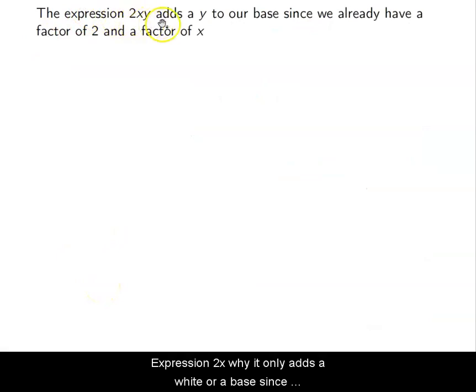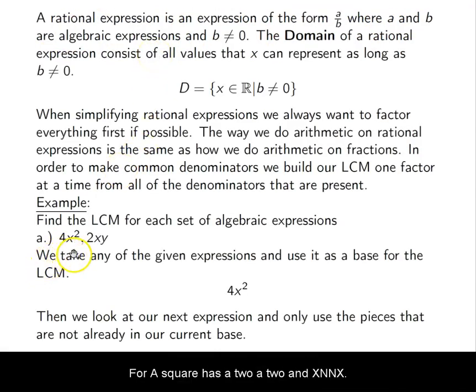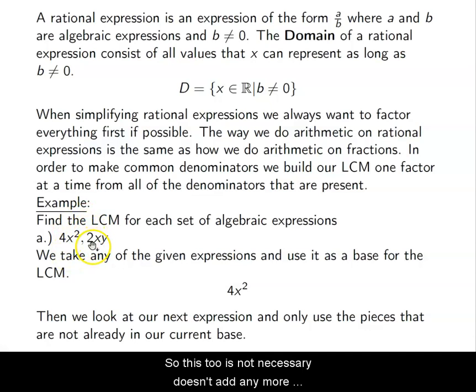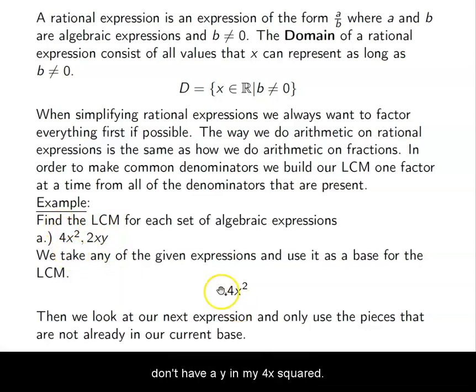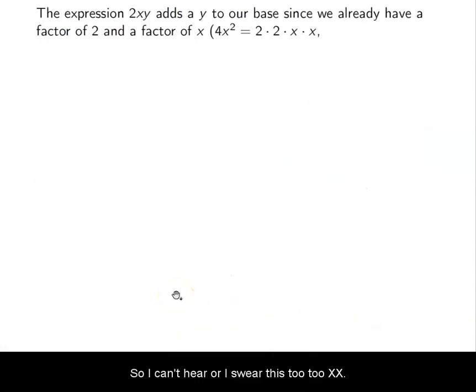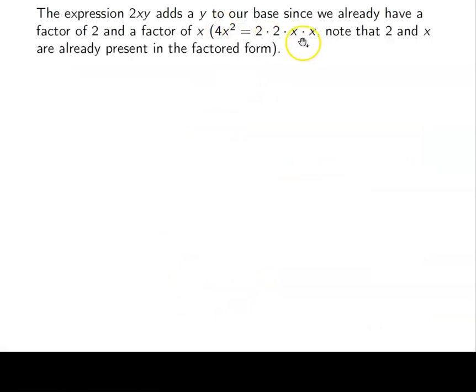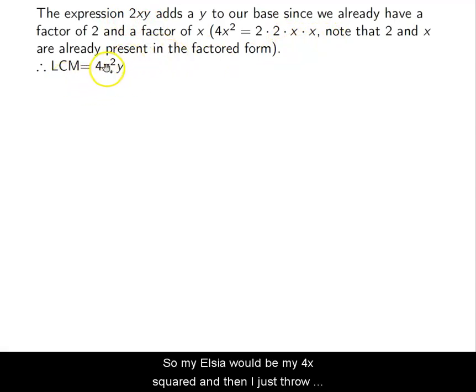The expression 2xy, it only adds a y to our base since we already have a factor of 2 and a factor of x, okay? Because 4x squared has a 2, an x, and an x. So this 2 is not necessary. It doesn't add any more information, and this x does not add any information. But I don't have a y in my 4x squared. So, again here, 4x squared is 2xx. So note that I already have the 2x present that I would need to make a 2xy, but I don't have the y. So my LCM would be my 4x squared, and then I just throw in the missing piece here, which is the y.